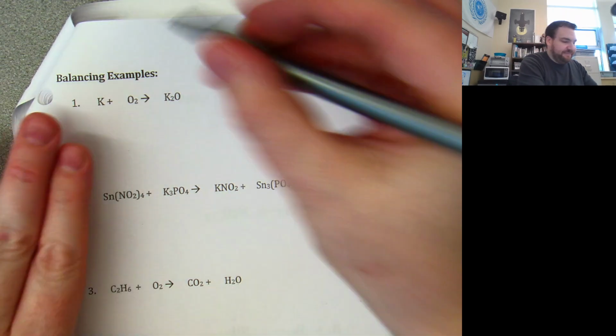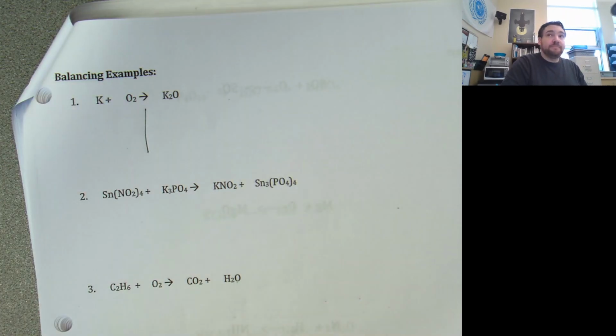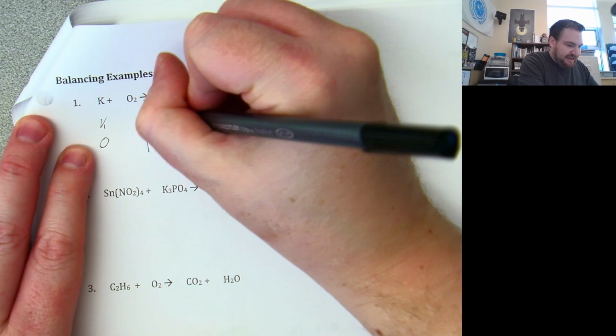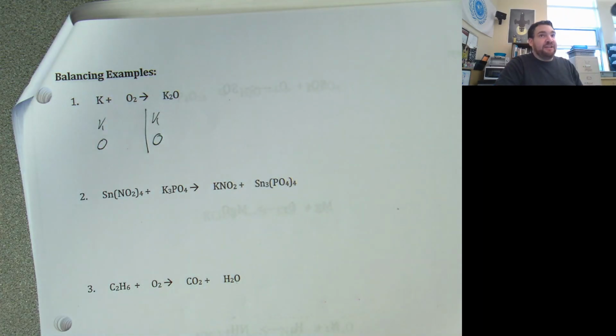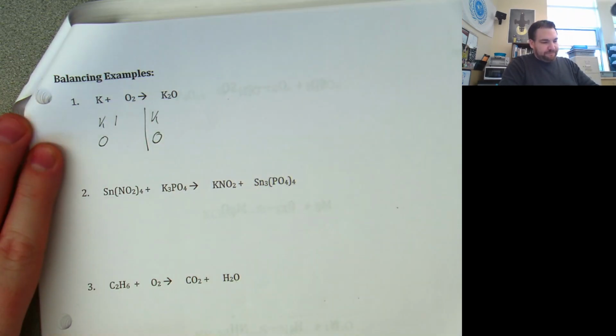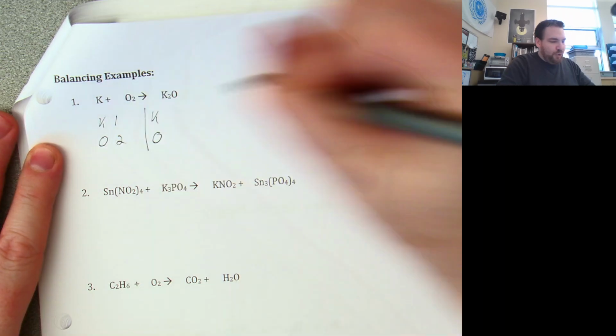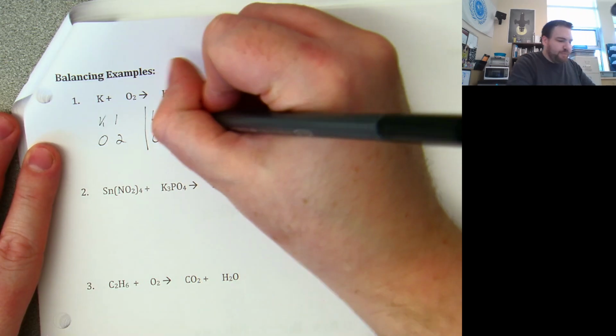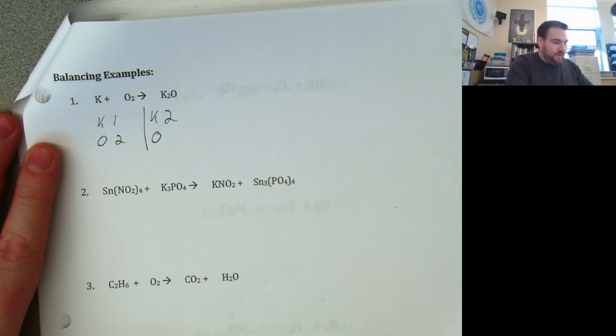Is that balanced? Well, let's count. I've got K's and I've got O's. How many K's are on the left? 1. How many O's are on the left? 2. Cool. On the right, how many K's do I have? 2. How many O's do I have? 1.